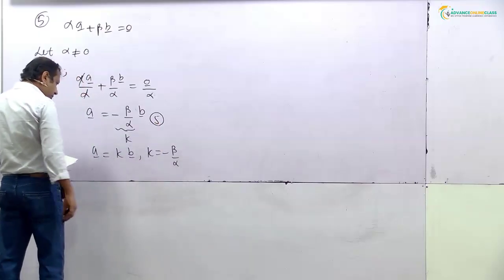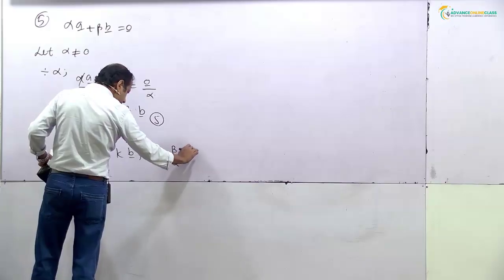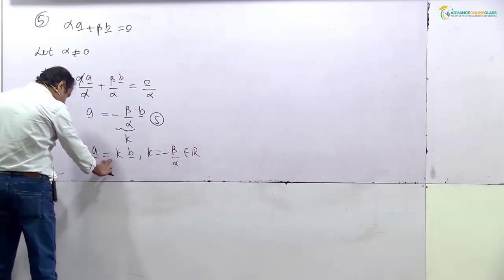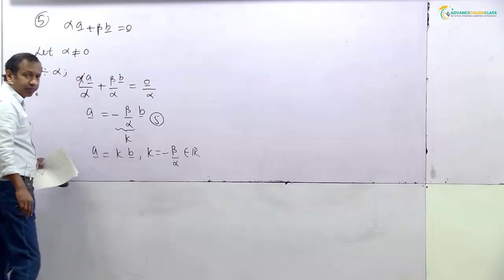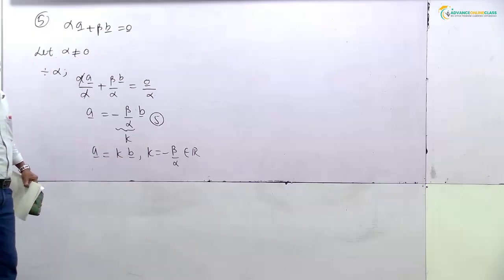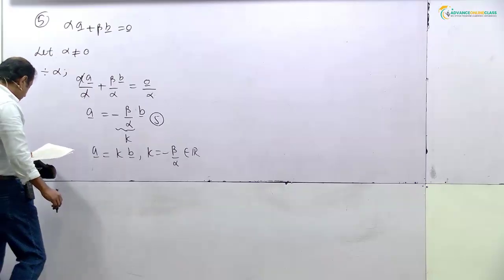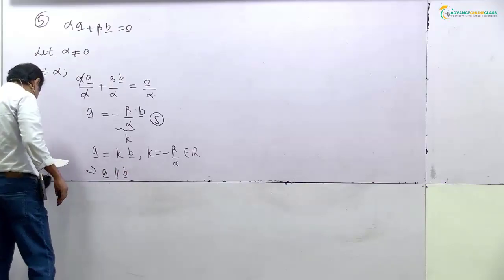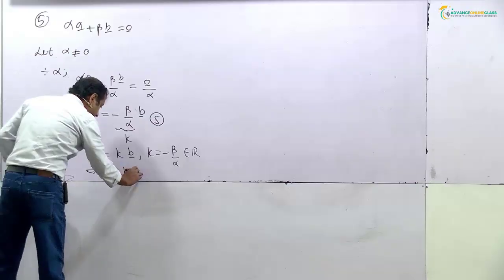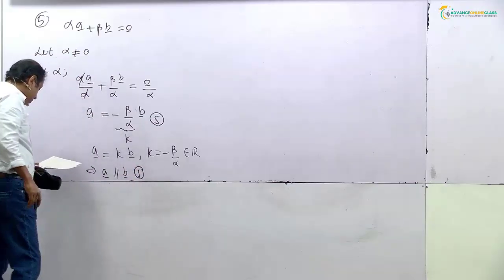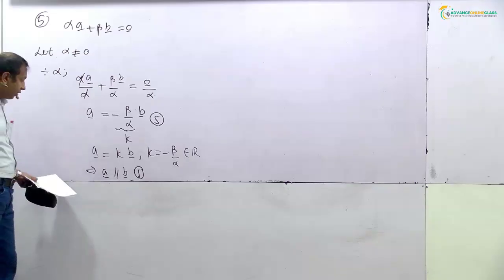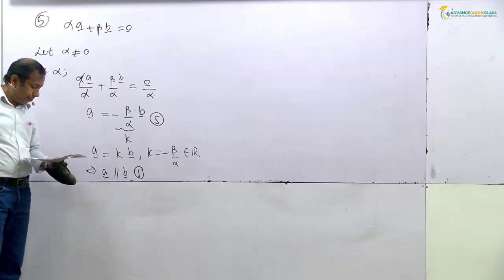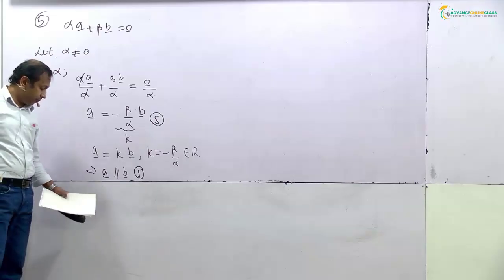Now here, K is a real number, so A vector is equal to a certain number times B vector. When two vectors are related like this, definitely the corresponding line segments should be parallel, no? Therefore, this says vector A and vector B are parallel. So this says vector A is parallel to vector B. 5 marks. Right. Then you must write the conclusion.